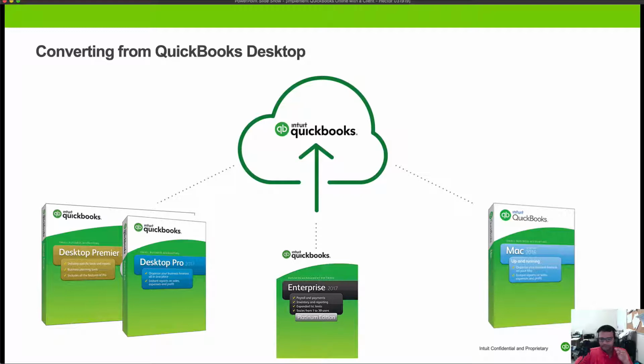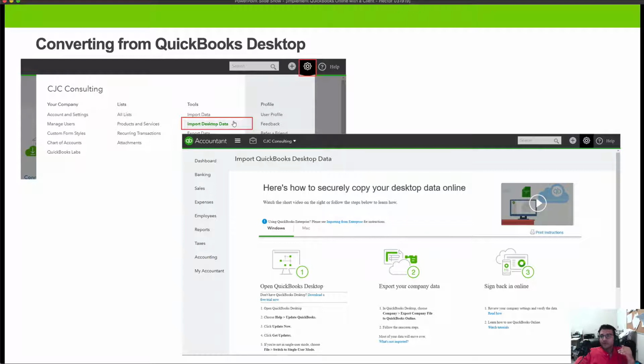Now, let's do a quick pause to talk about what the process looks like if you come from QuickBooks Desktop. So if you're coming from QuickBooks Desktop, you have to first go to the gear menu and you're going to click on Import Desktop Data. By the way, this is a one-time thing. You can't import from desktop every month or every week. You cannot simultaneously use QuickBooks Online and use QuickBooks Desktop. It doesn't work like that. This is a one-time conversion to bring all the data over.